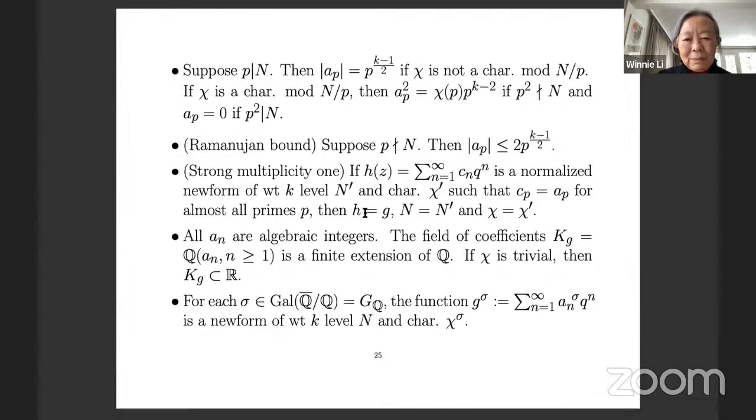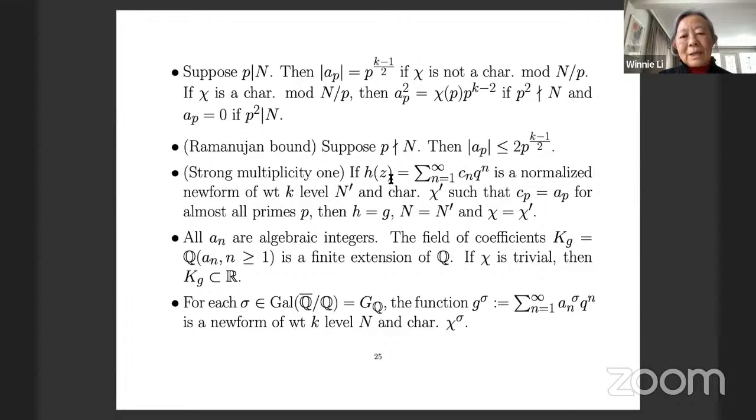Another property is strong multiplicity one. If we take another normalized newform H of the same weight, but level n' and character chi', such that the eigenvalues c_p are equal to a_p for almost all primes p, then H is actually equal to G. In other words, if we take two distinct normalized newforms of the same weight, then the Hecke eigenvalues should be different at infinitely many primes p.